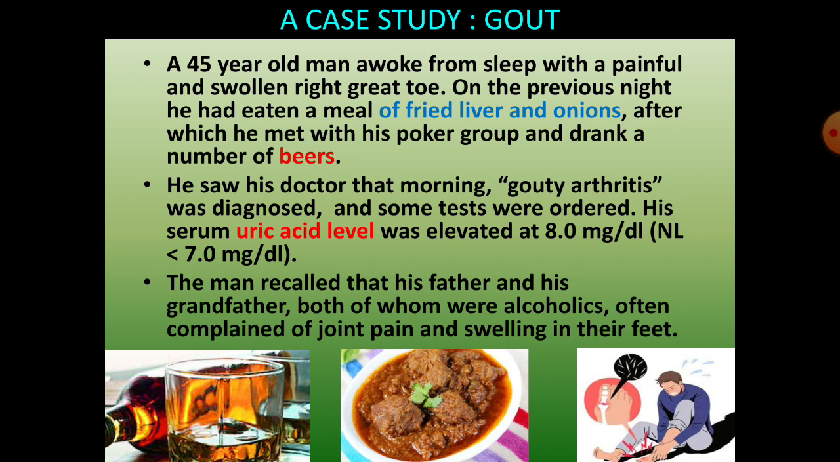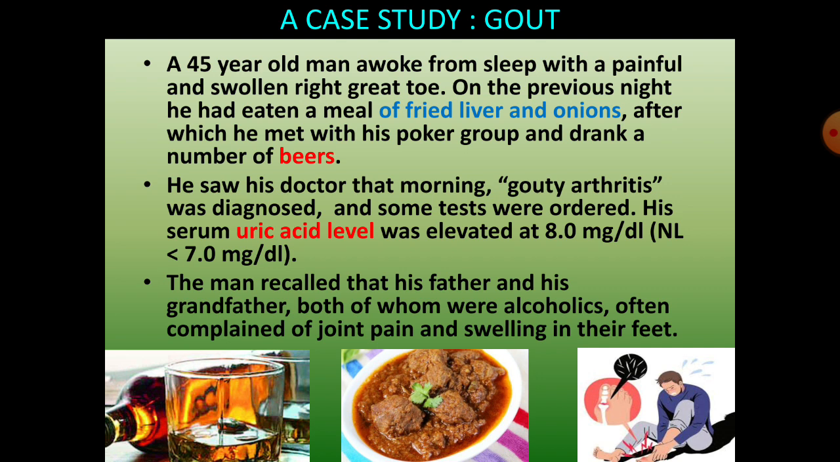Again, coming to a typical case of gout. The incident I initially described is a real life situation, but this is a typical, standard case of gout presentation. What happens? A 45-year-old man awoke from sleep with a painful and swollen right great toe. On the previous night, he had eaten a meal of fried liver and onions, after which he met with his poker group and drank a number of beers.